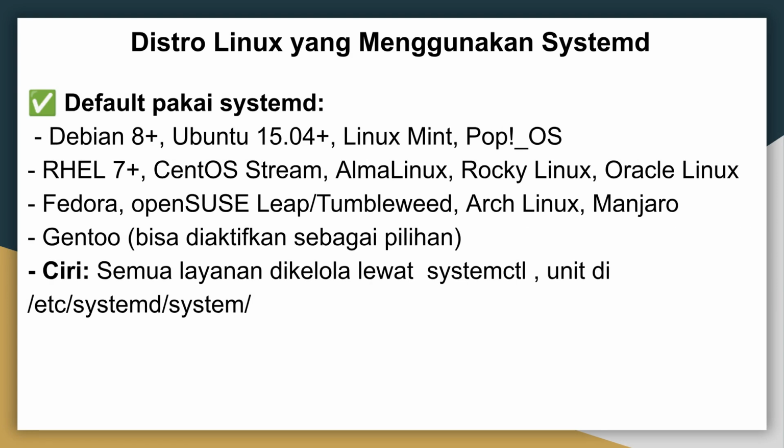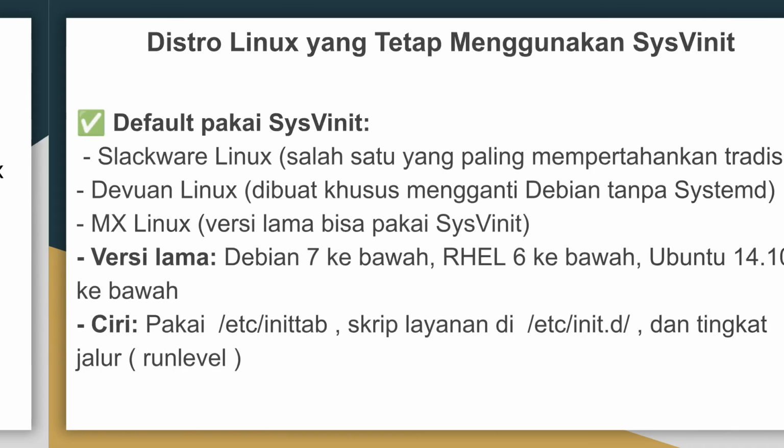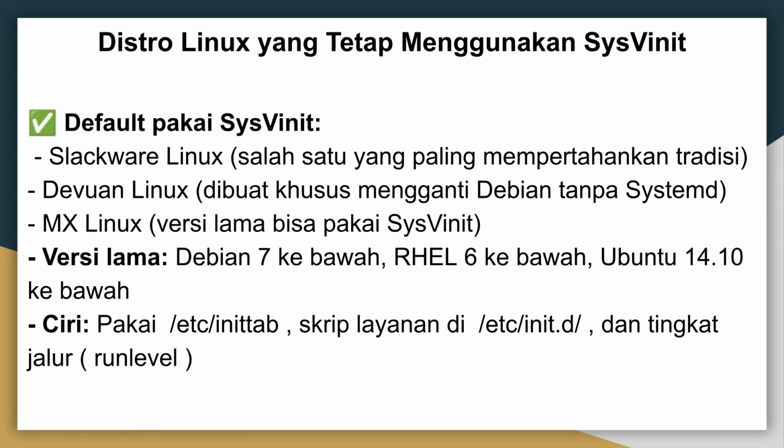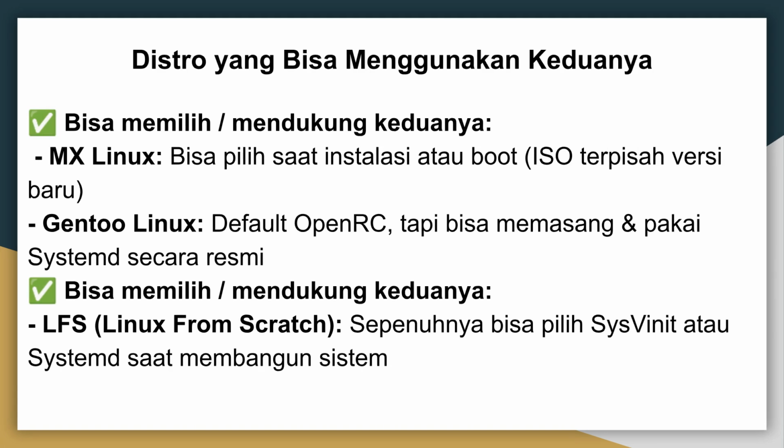In these systems, you will find that managing services is centralized through the systemctl command and unit files stored in /etc/systemd/system/. While many distributions have adopted systemd, several remain dedicated to the traditional sysvinit. These include Slackware, which maintains long-standing traditions, Devuan, which was specifically designed as a systemd-free alternative to Debian, and versions of MX Linux. These systems utilize files like /etc/inittab and services in /etc/init.d/.